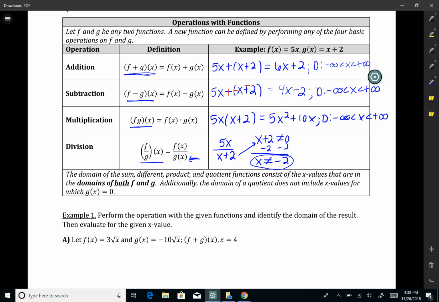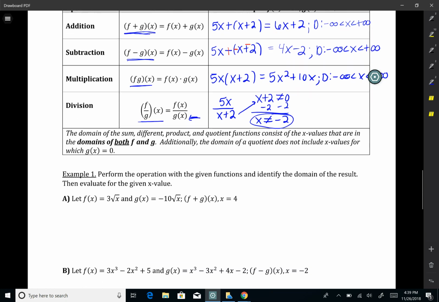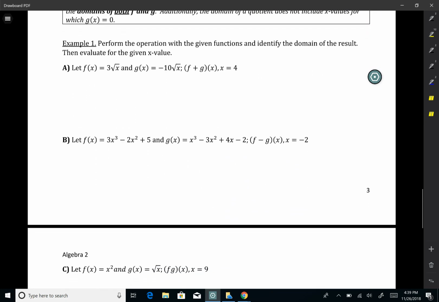Okay, now we're just going to do example 1, call it a day. Perform the operation with the given functions and identify the domain of the result. Then evaluate for the given x value. Letter A, let f of x equal 3 times the positive square root of x and g of x equal negative 10 times the positive square root of x. We're going to find f plus g of x, and then we're going to evaluate that for x equals 4.